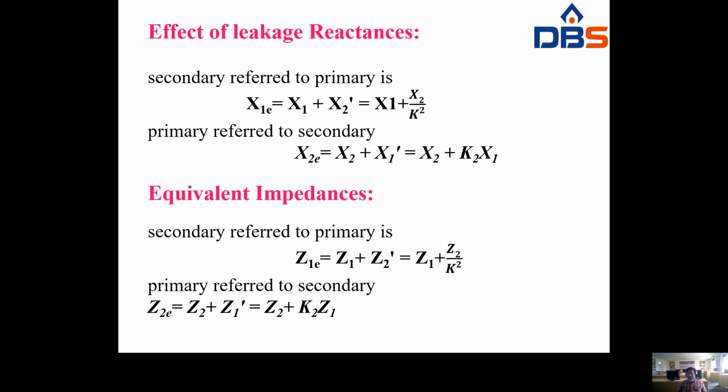Now we have determined the resistance and the reactance. The combination of resistance and reactance is nothing but impedance. The equivalent impedance referred to the primary is Z1 plus Z2 dash, that is Z1 plus Z2 by K square. Referred to the secondary, it is Z2 plus Z1 dash, that is Z2 plus K square into Z1, not K, this is also K square.